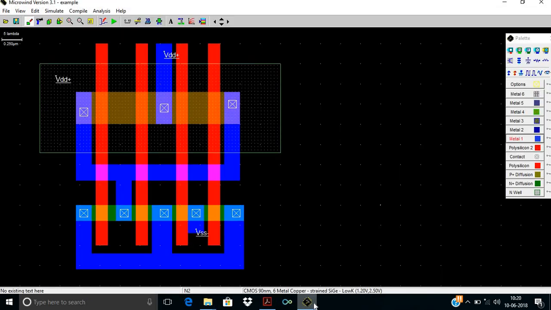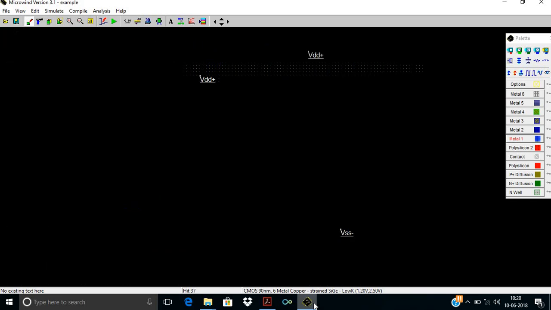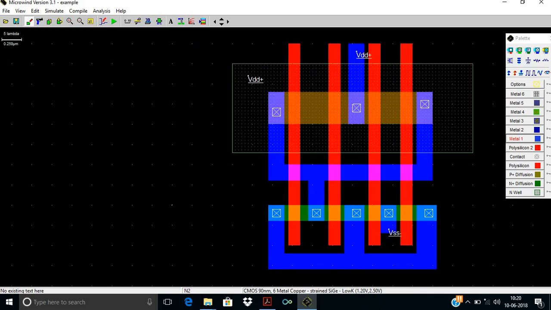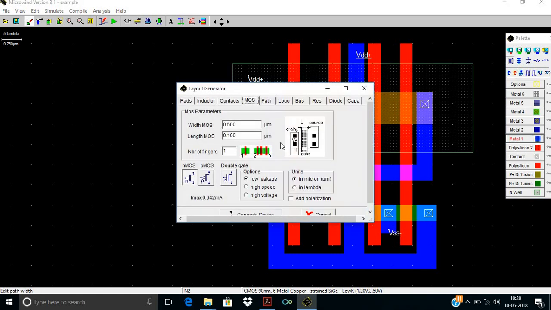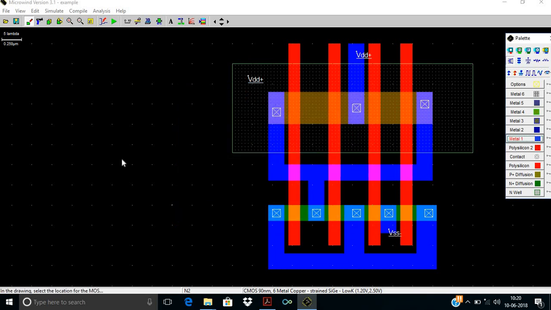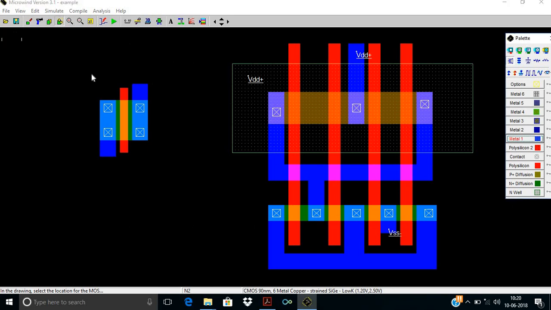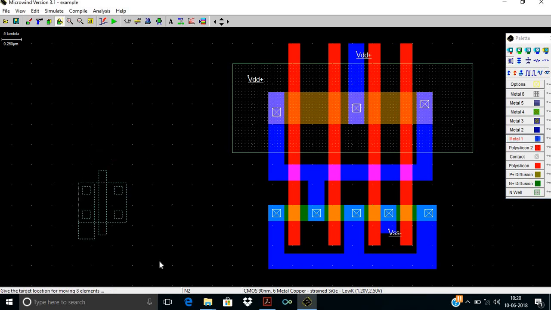Now here we are using ready-made inverters instead of drawing them every time. So we are drawing it there. Here you can see the device, first the MOS generator, MOS device and double plate. Here I will use the NMOS device, generate the NMOS device here. I will move this element downwards.